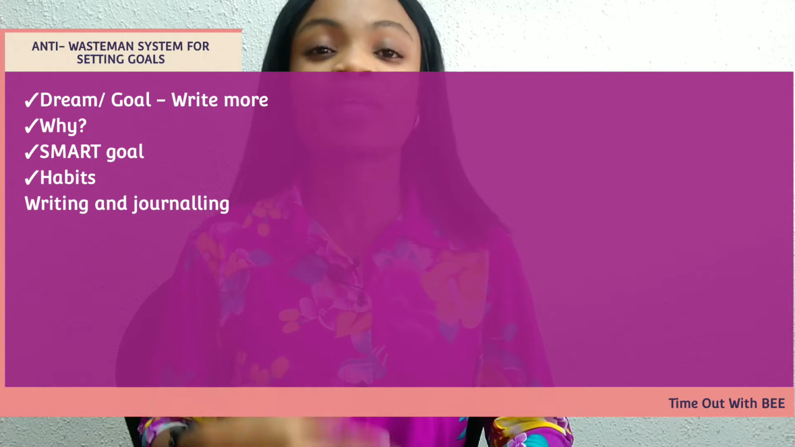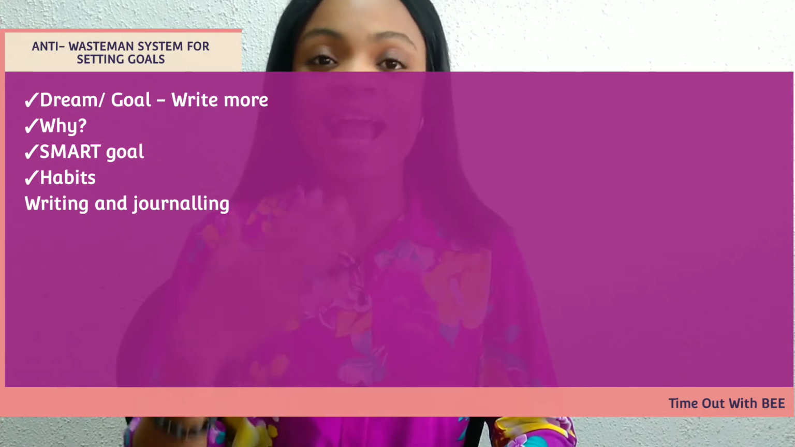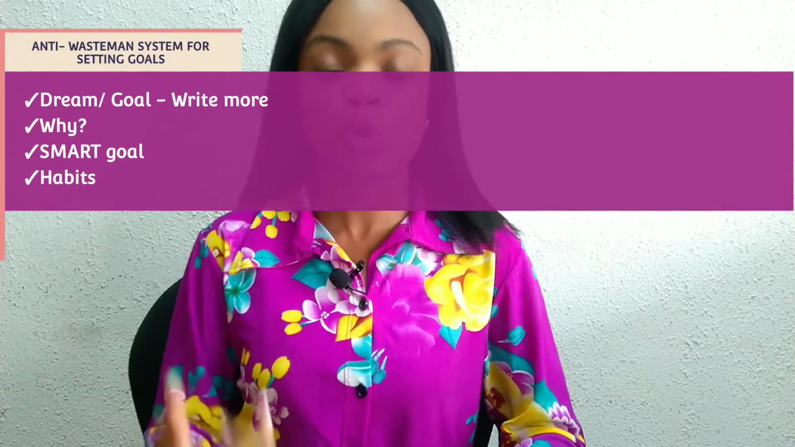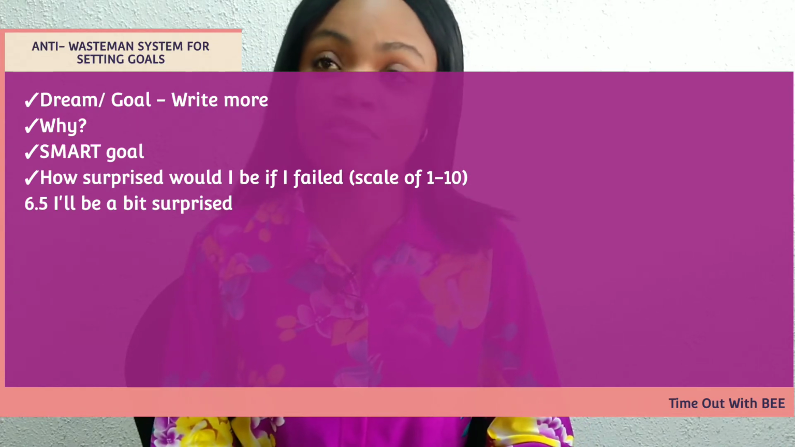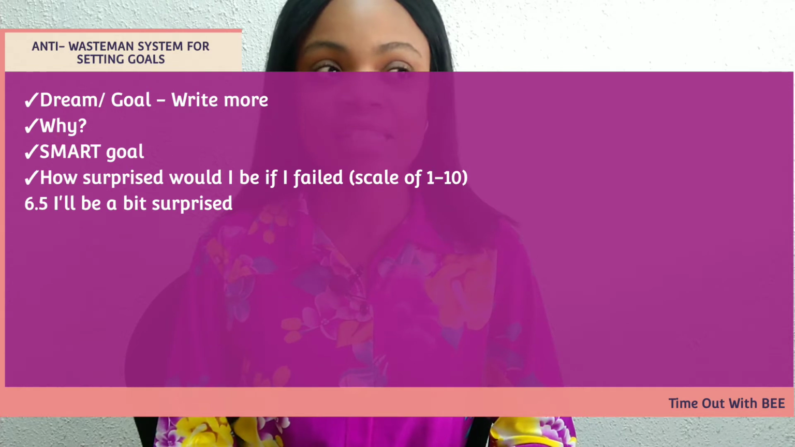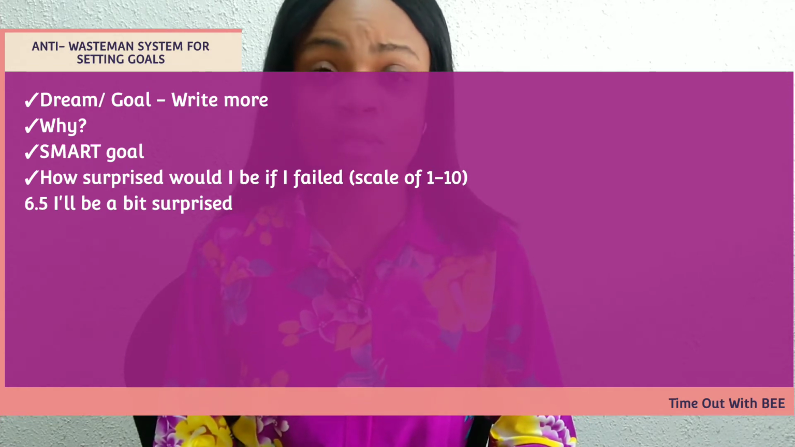Okay, the next one, habits. I have to develop the habit of writing, journaling. I need to develop the habit of writing. I need to develop the habit of journaling. How surprised would I be on a scale of 1 to 10 if I don't achieve this goal? Probably a 6.5. Yes, I will be quite surprised if I don't achieve it.